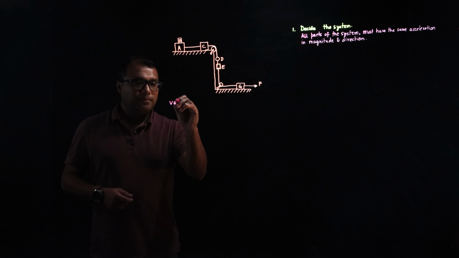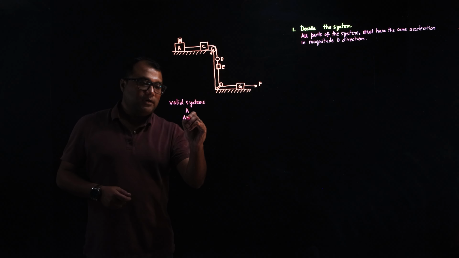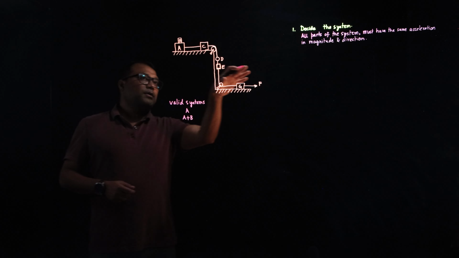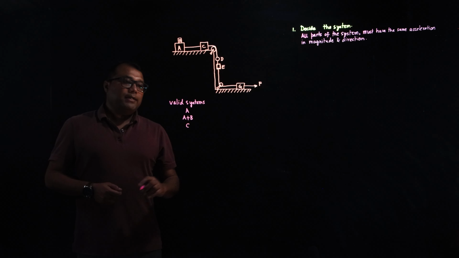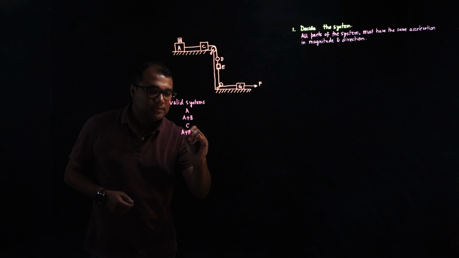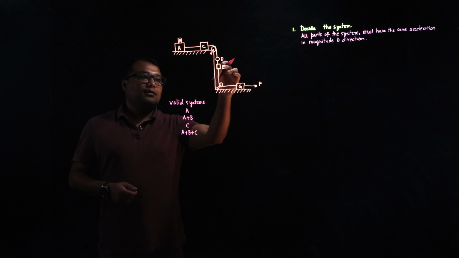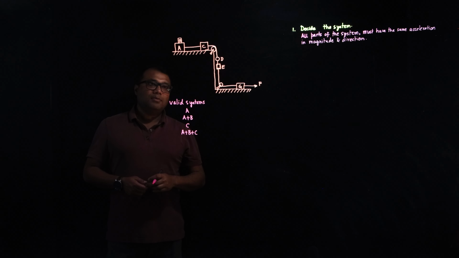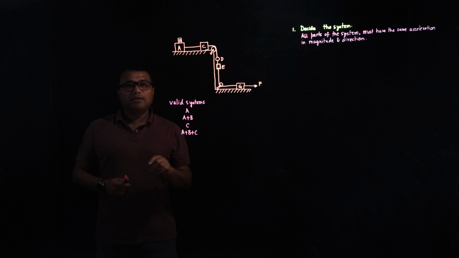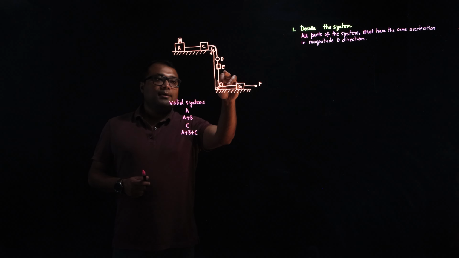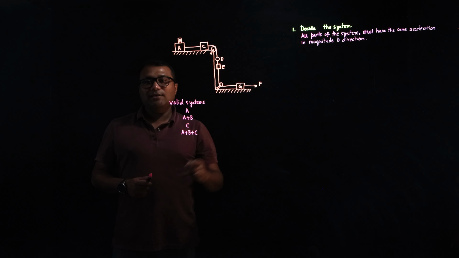Valid systems could be: A can be a valid system, A plus B can be a valid system. Why? Because both of them are moving with the same acceleration towards the right. C can be a valid system by itself, A plus B plus C can be another valid system. Now, can A, B, C and, say, for example, E be a valid system? No, because although A, B and C all have the same acceleration in magnitude and direction, E has a different acceleration. It might have the same magnitude, but the direction is different.